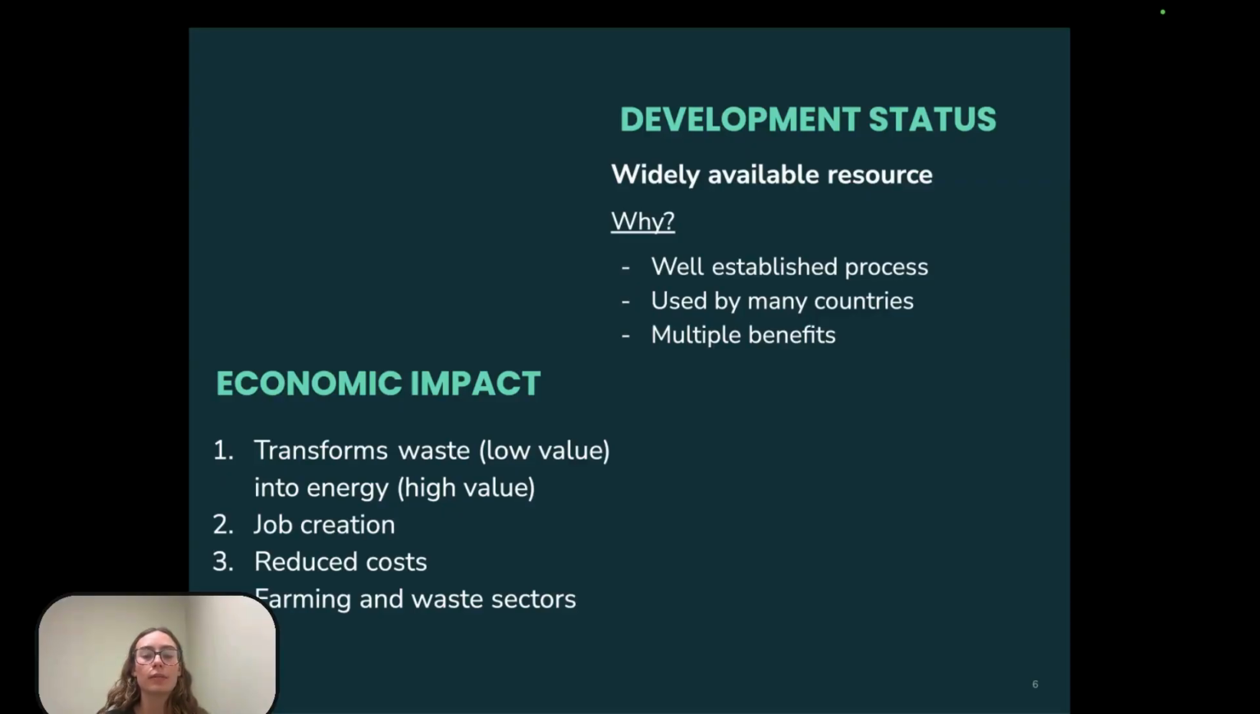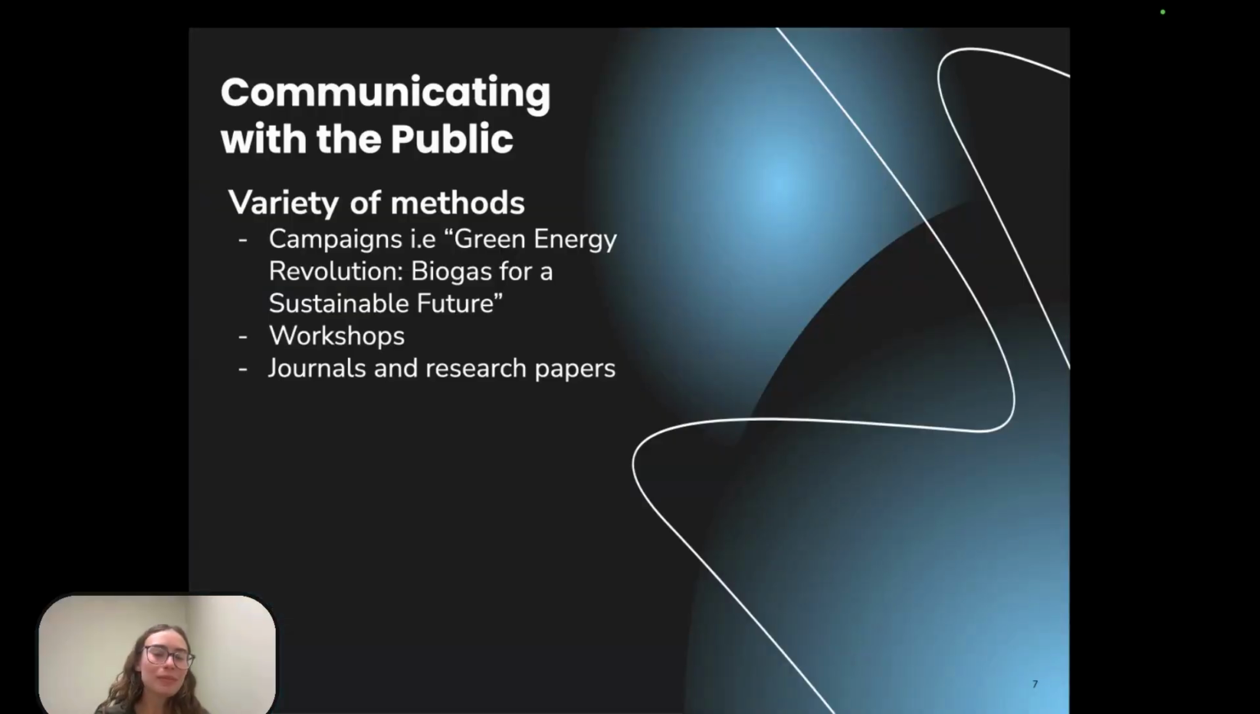Farming, because it's going to complete a cyclical thing, so they're going to be able to take their manure and make fertilizer and have no waste and be able to use everything. And waste, because there will be less waste, so they won't have to spend as much money to take care of all the waste. As far as communicating with the public, there's been a variety of methods.